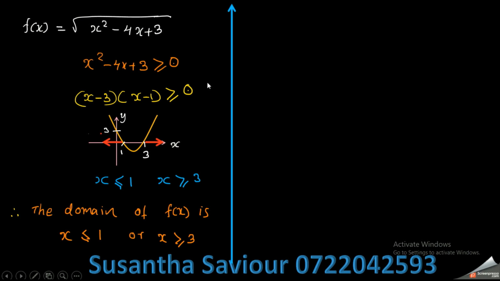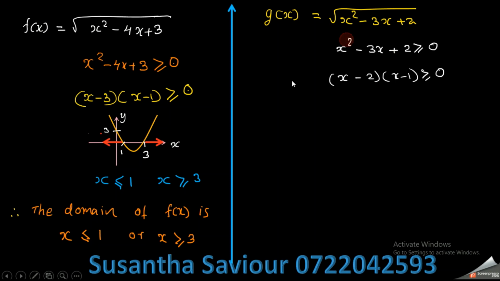We will take another example. g(x) is x squared minus 3x plus 2. It is very much similar to this one, right? If you want, you can pause the video and try it all by yourself, and then look at the answer. So x squared minus 3x plus 2 is greater than or equal to 0. We can factorize this as (x minus 2)(x minus 1), and then draw the graph of this as this, right? This is 1 and 2.